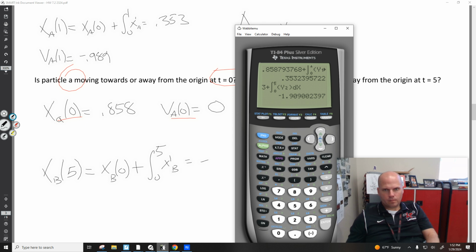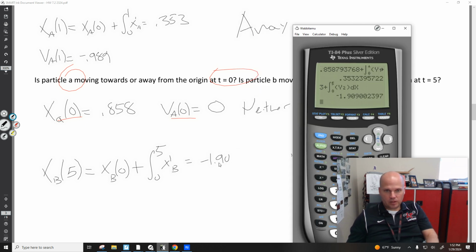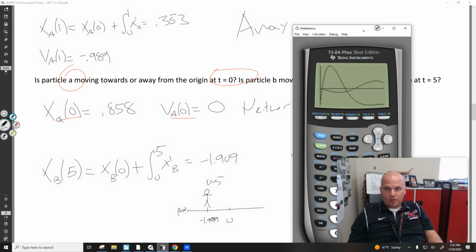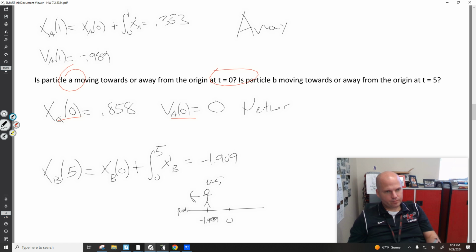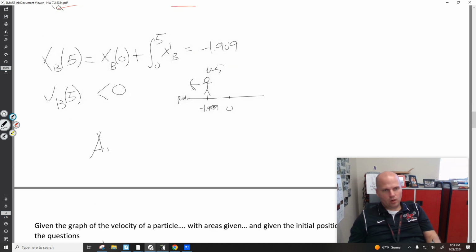Okay. I am left of the origin. That's my position. Again, understanding this is looking at my position of my dude at time 5. My velocity of my dude, particle B at time 5, is -5. Which means I am left of the origin, moving left. We are moving away.